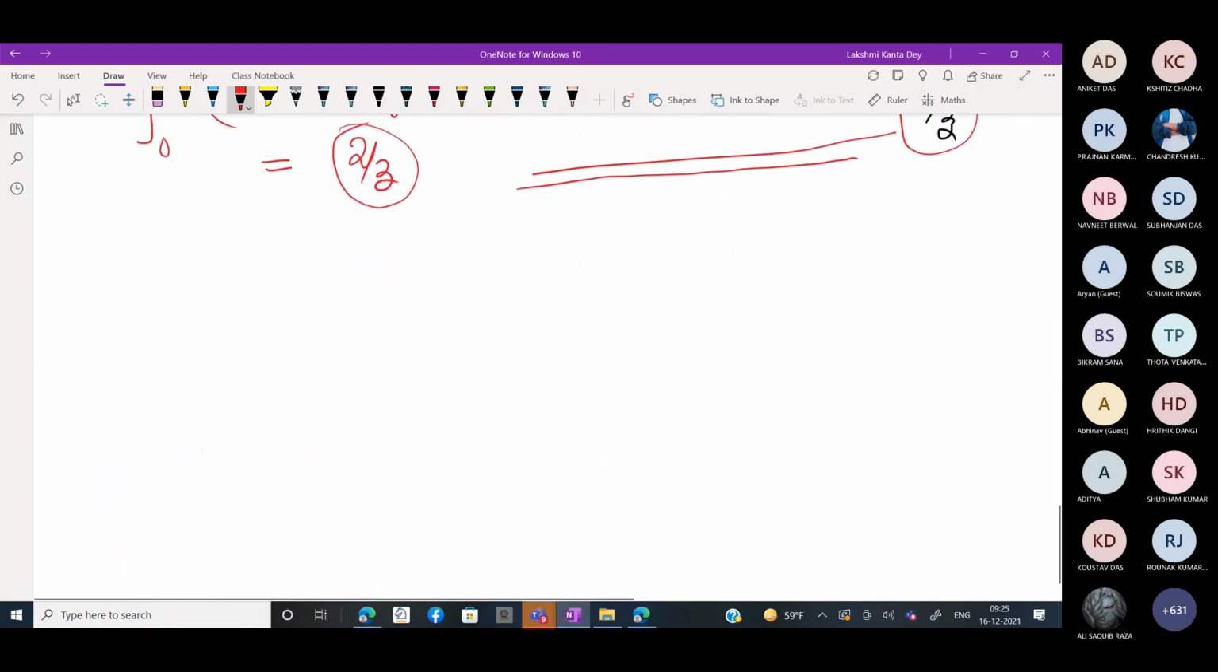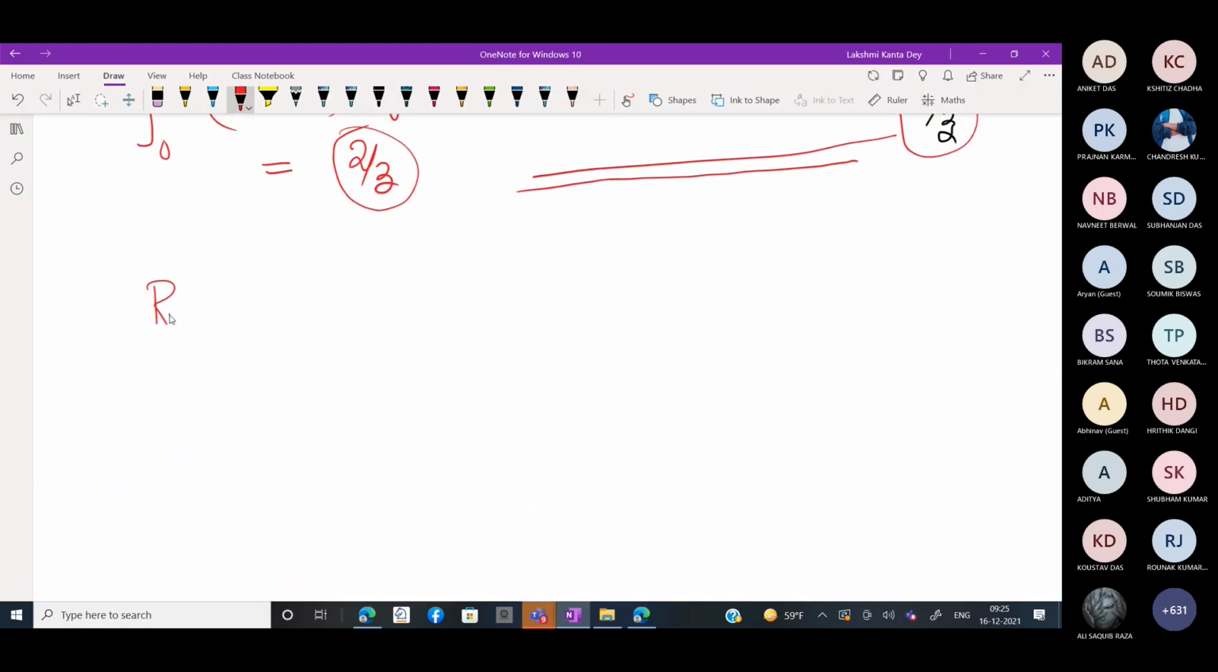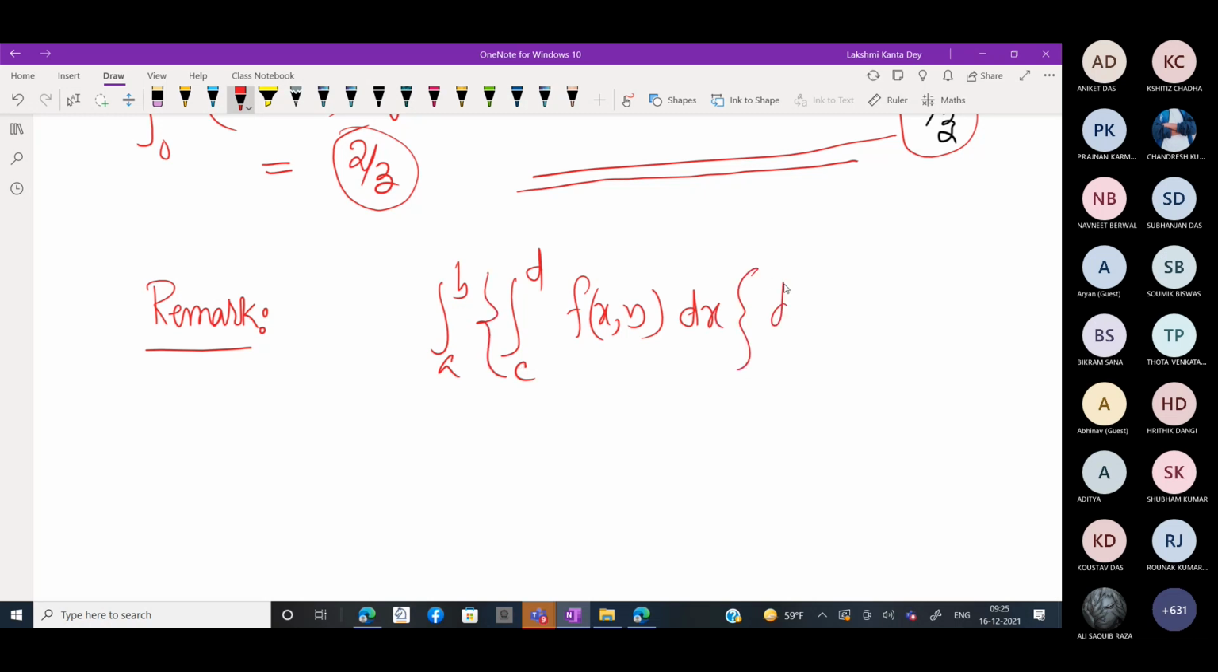Okay, now I would like to give one remark here. Once we write a repeated integral, we have to be careful. A to B, C to D, f of x comma y. If I write dx, then dy, then whatever the region of integration R could be, you see, x is varying from C to D, so that means C comma D here, cross A to B, where y is from A to B.